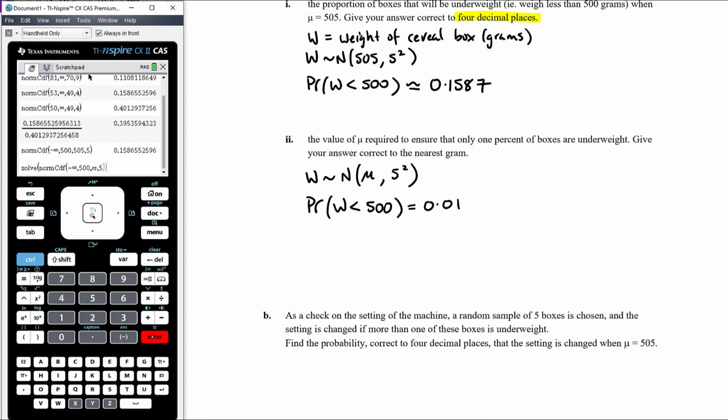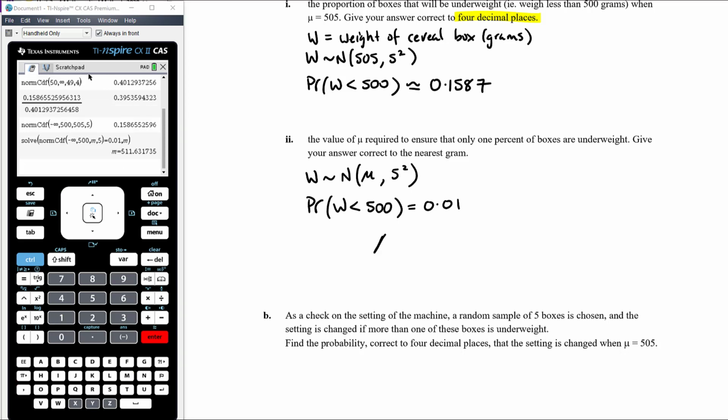Okay, again, it won't like that, but that's okay. We want that probability to be equal to 0.01, and we want to solve for m. And when we do that, we find that the mean has to be, correct to the nearest gram, approximately 512 grams. So that makes sense. We expected it had to be more than 505, given that 15% or nearly 16% of boxes were underweight when the mean was only 505.